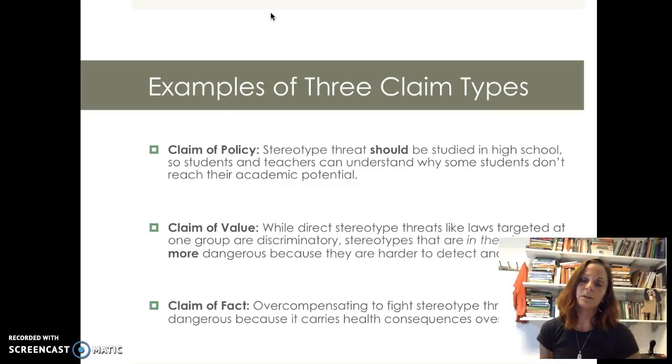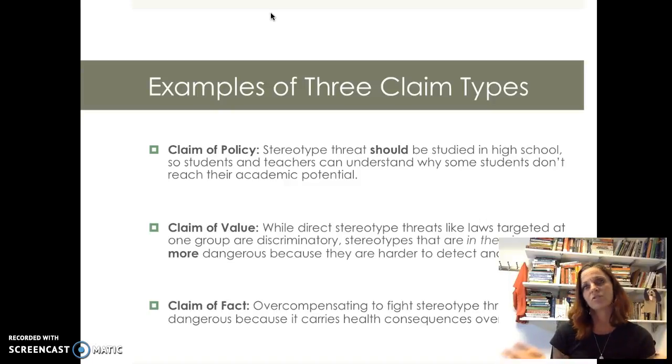So here's some examples. A claim of policy for talking about stereotypes. You could say stereotype threats should be studied in high school so students and teachers can understand. That should statement will clue you that it's a claim of policy. Claim of value: while direct stereotype threats like laws targeted at one group are discriminatory, stereotypes that are in the air are more dangerous because they are harder to detect and eliminate. So that shows the comparison. And then the claim of fact: overcompensating to fight stereotype threats is dangerous because it carries health consequences over time.